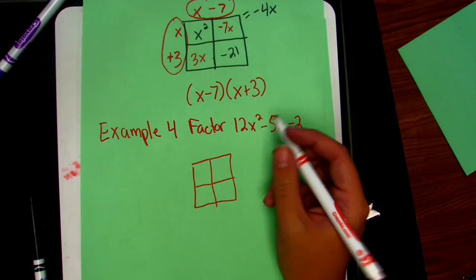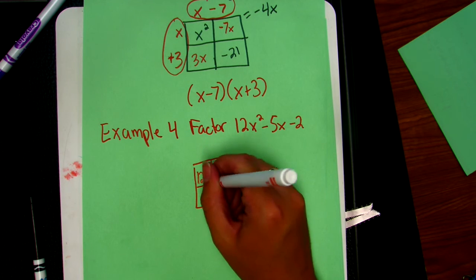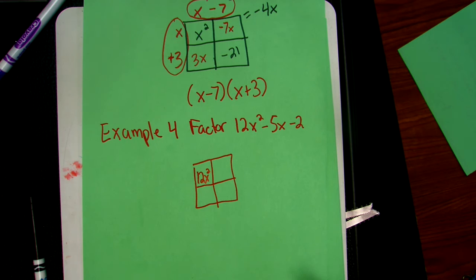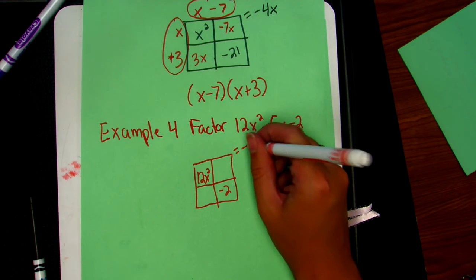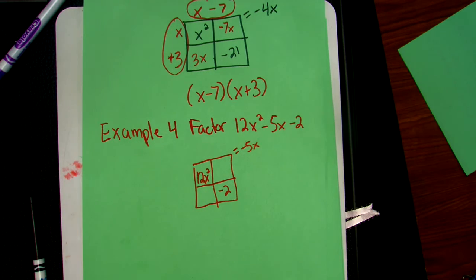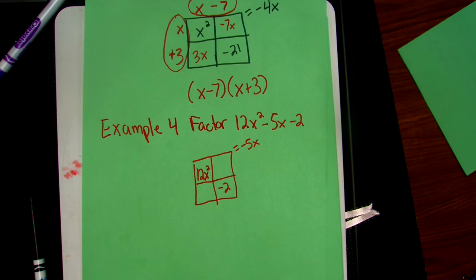Our first two terms have to multiply together to get 12x squared, and our last two terms have to multiply together to get negative 2, and our middle terms have to add up to negative 5x. So for 12x squared, we need two numbers that can multiply to 12x squared. We could pick 12x and x, that would be 12x squared.